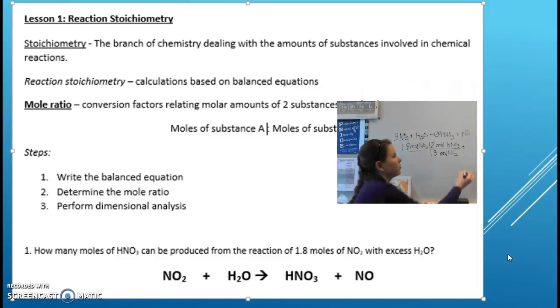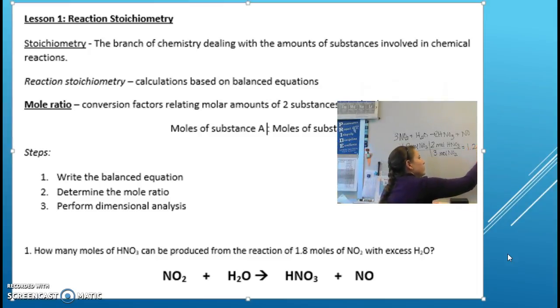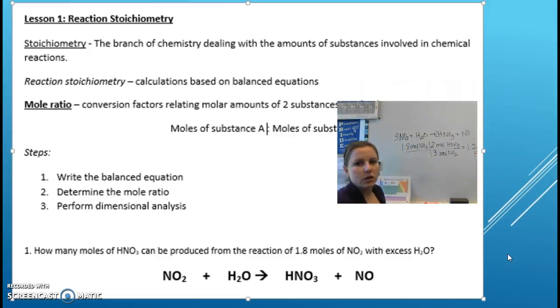So essentially what you're going to do is multiply this by 2/3. So your answer is going to be 1.2 moles of HNO3. So that's the first step, being able to do this step here. This is new. This is the mole ratio step.